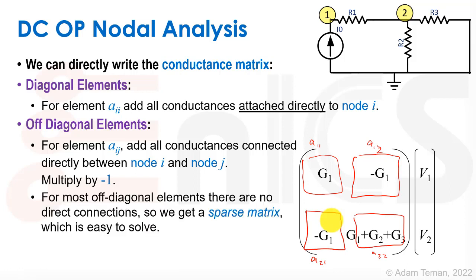Most off-diagonal elements have no direct connections. In the case we had over here, we have very few nodes, basically only 2 nodes, and there is a connection between them. But if you get a bigger circuit, between node 1 and node 100, there's probably no connection. And then A1,100 and A100,1 will both be 0. That means that we're going to have really big matrices for many-element and many-node circuits, but they're going to be very sparse. And sparse matrices are much easier to solve than dense ones.